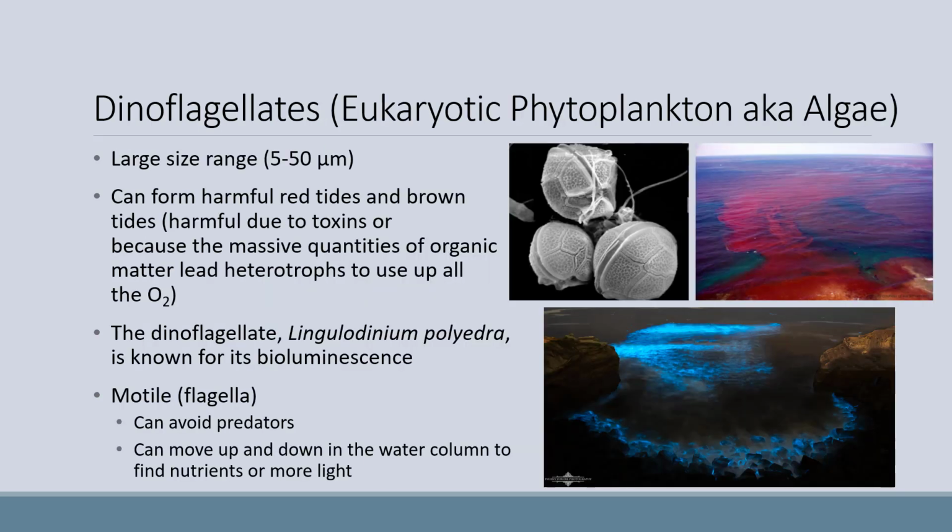Next up are dinoflagellates. These are also a type of eukaryotic phytoplankton. These algae have large size ranges, from 5 to 50 microns. They can form harmful red tides and brown tides. These events can be harmful due to toxins or because the massive quantities of organic matter that are produced lead heterotrophs to use up all the oxygen, and the anoxic water kills the animals and produces smelly gases.